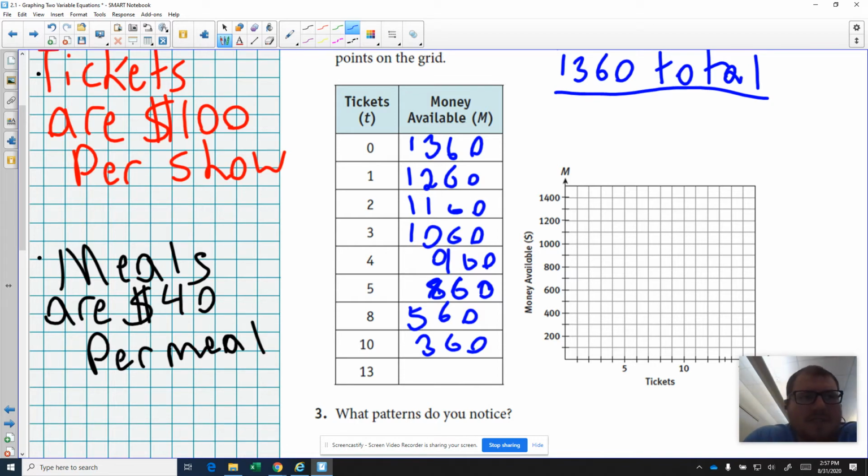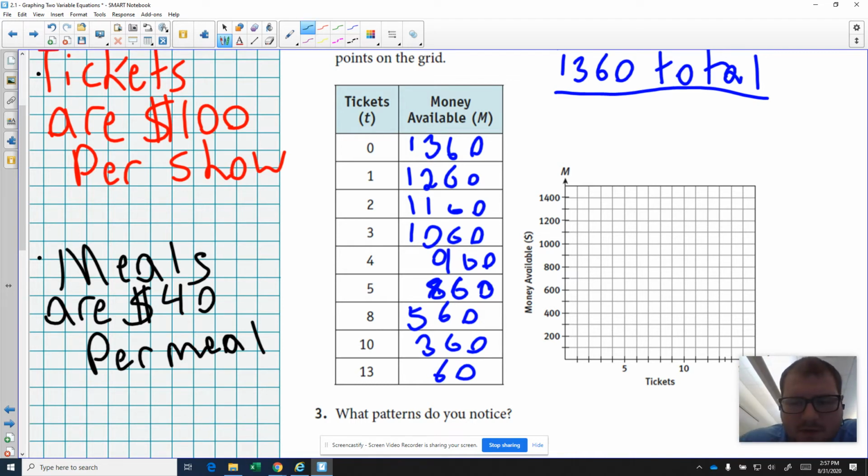And last but not least, 13 tickets. I have $100 a ticket. It's going to cost me $1,300. Well, if I take those two and subtract them, I'm only going to be left with $60 there. From there, I'm just going to plot these points on the chart.